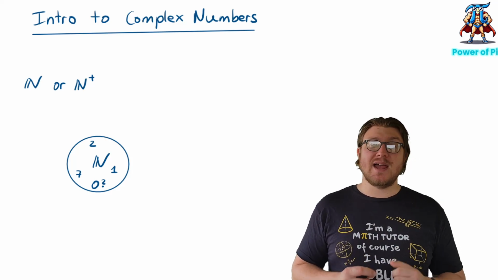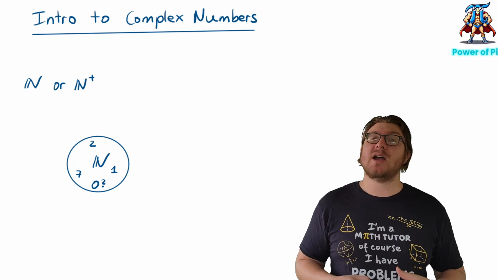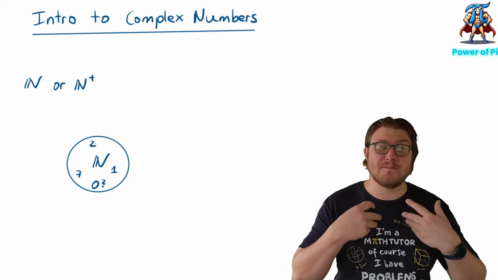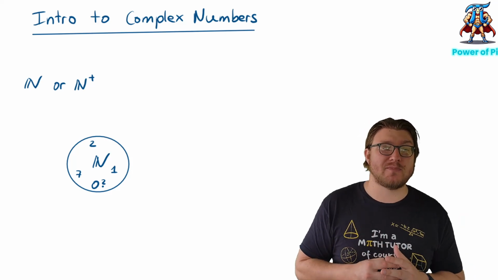In my opinion, 0 is a counting number, so I will be using 0 in my natural numbers when I talk about them in the future.